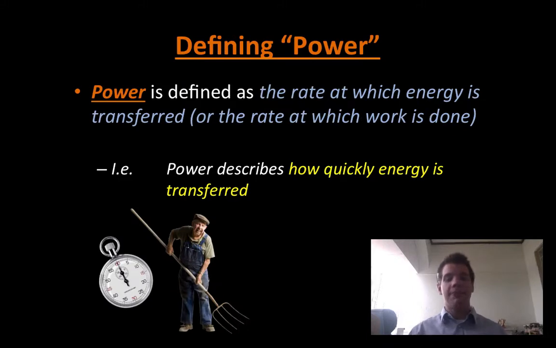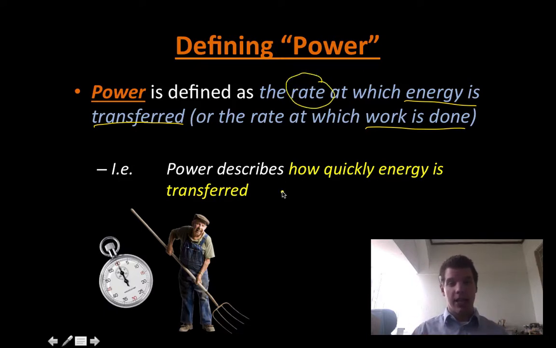If we were to define power, the definition is simply the rate at which energy is transferred, or the rate at which work is done, since they're both the same thing, right? A change in energy or transfer of energy is called work. So power is the rate at which that's done, so kind of how long it takes that change to happen. Power describes how quickly energy is transferred. That's kind of the easier way to put it.